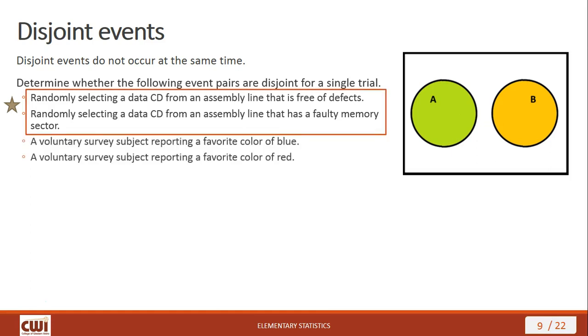Let's take a look at two more example events. First, we have a voluntary survey subject reporting a favorite color of blue, and then we have a voluntary survey subject reporting a favorite color of red. Are these events disjoint?